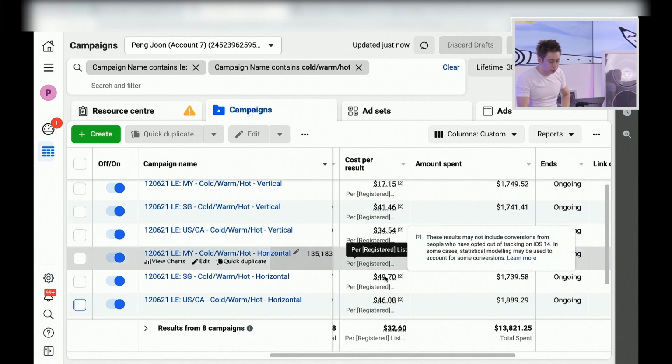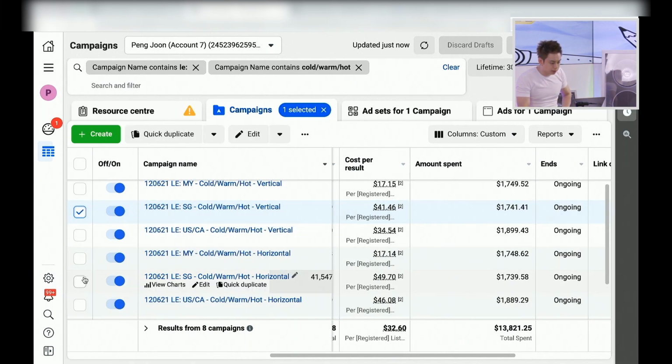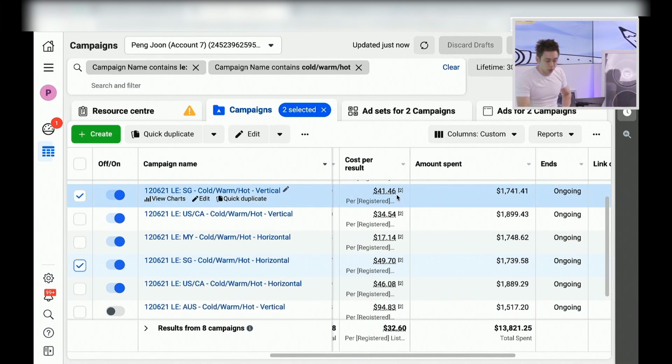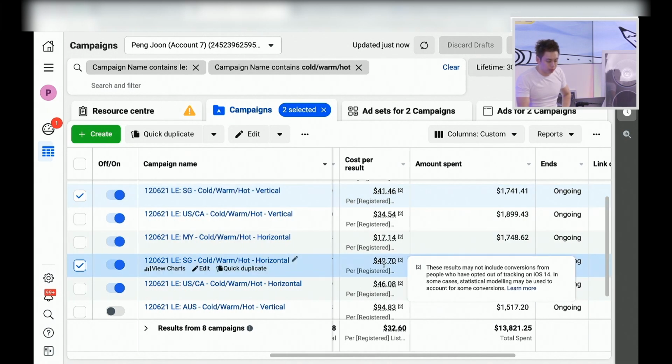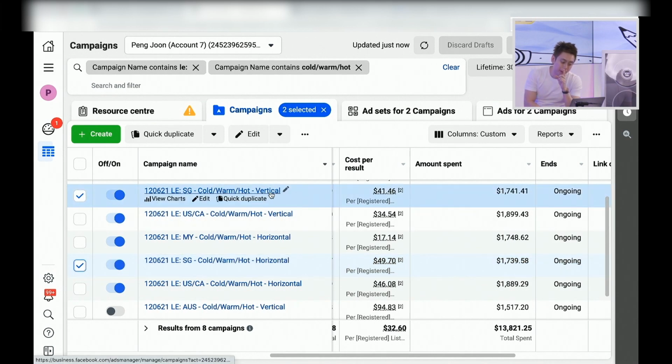So for example, let's move on to the next country, which is Singapore. Take a look at this, okay? For Singapore over here, you can see that the cost for a result was $41, whereas for this one right here, it was $49. Like you can see, math is not my strong suit, but it also looked as though vertical is the winner by approximately 20% less in order to acquire a customer.